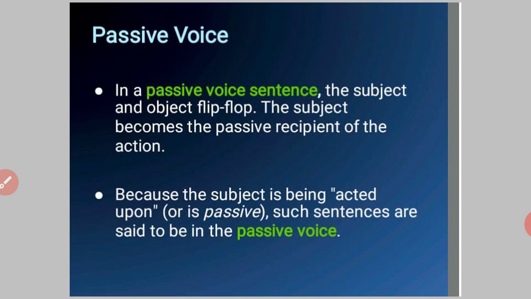Because the subject is being acted upon or is passive, such sentences are said to be in the passive voice. Getting? The subject is not performing an action. Here, the subject is passive. That's why these types of sentences are called passive voice.